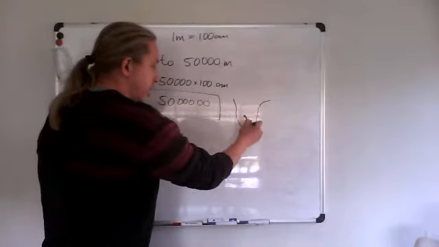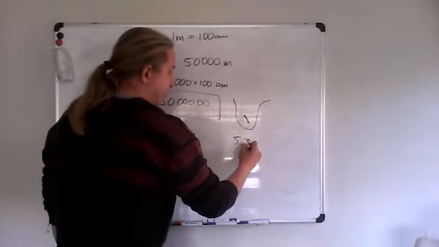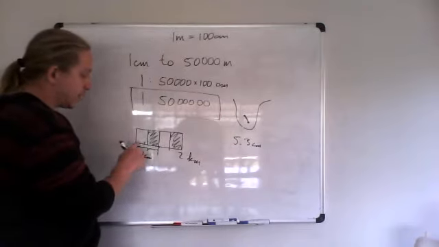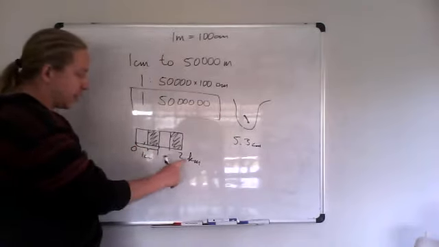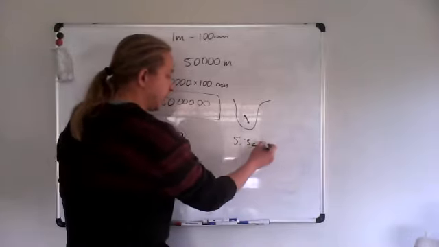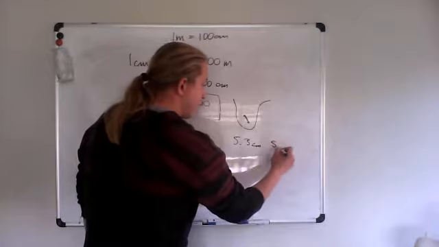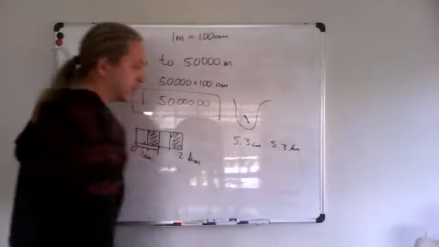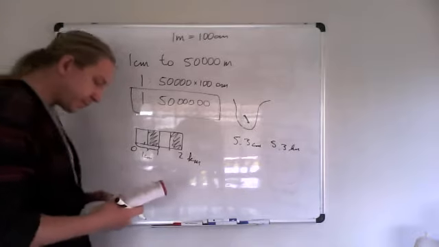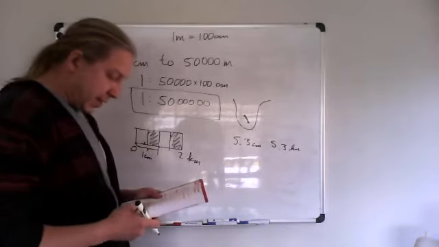Let's say we measure 5.3 centimeters there, right? And we find that 1 centimeter on this bar scale is equivalent to 1 kilometer. Therefore, 5.3 centimeters is equivalent to 5.3 kilometers. Okay. Yeah? Cool. Alright, so that is the bar scale.